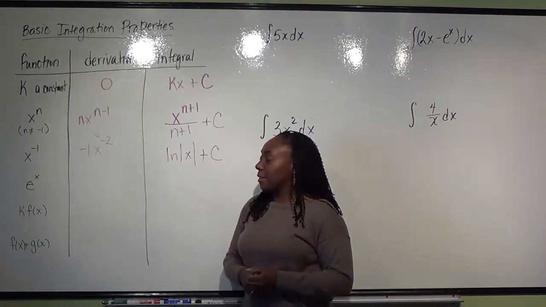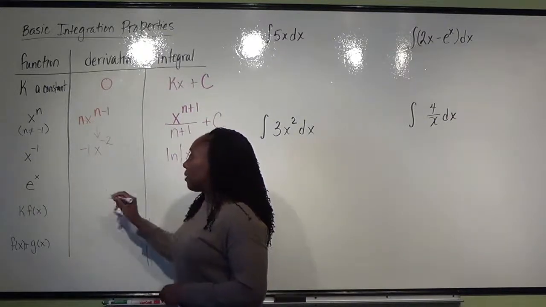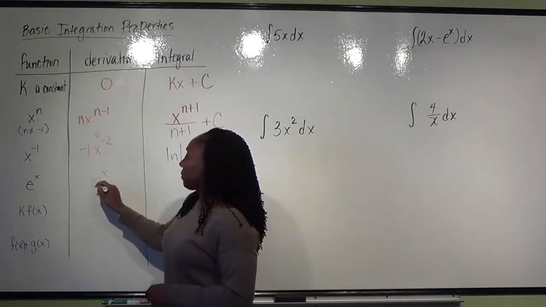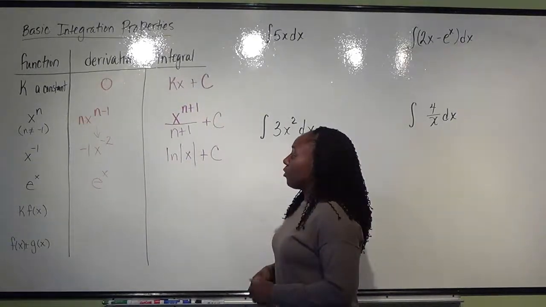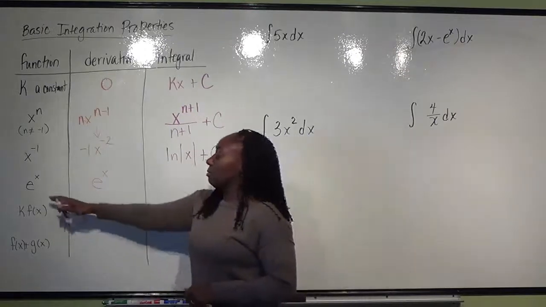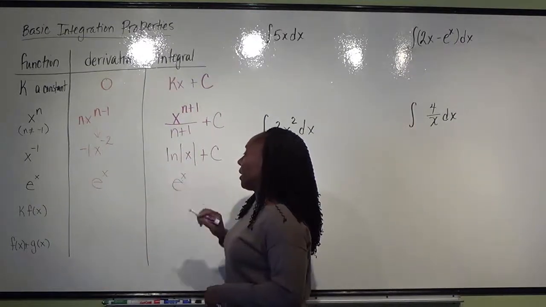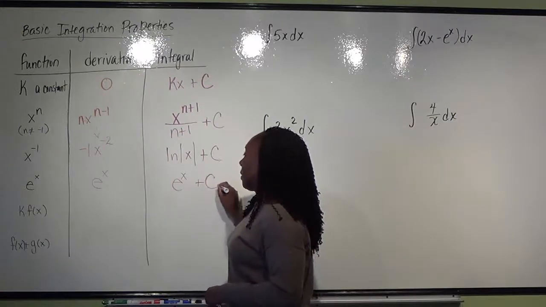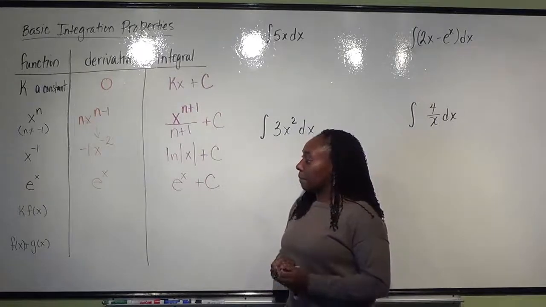Okay. Our nicest function of all, e to the x, when we took the derivative, we saw we just got e to the x. Same thing is true if I take the integral. If I start with e to the x and I integrate that, again I'm just going to get e to the x plus my constant of integration. Okay.